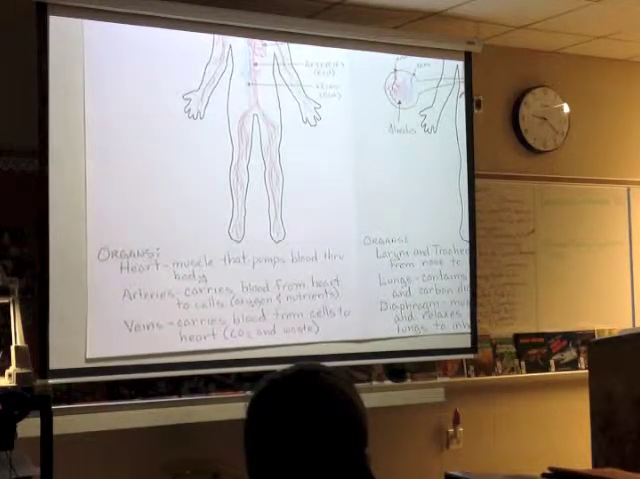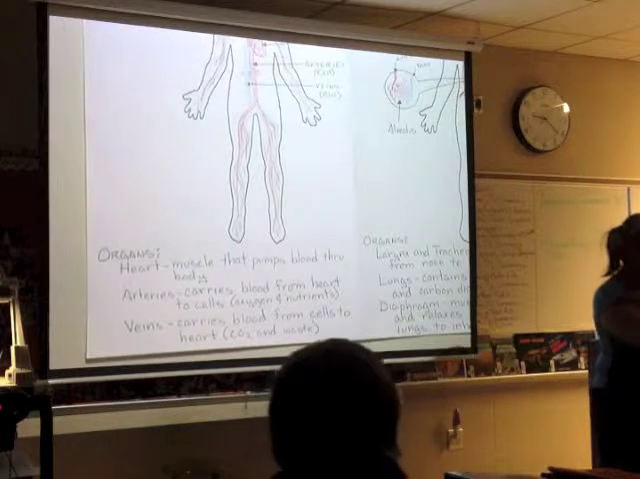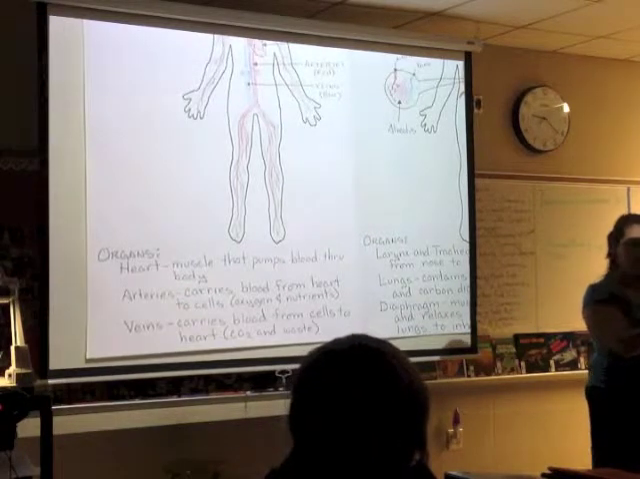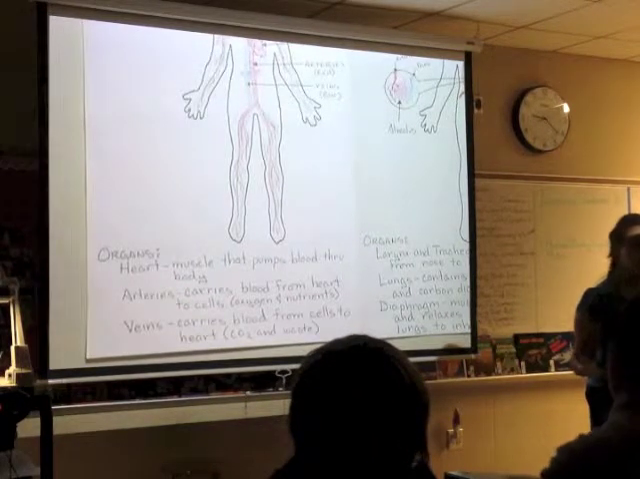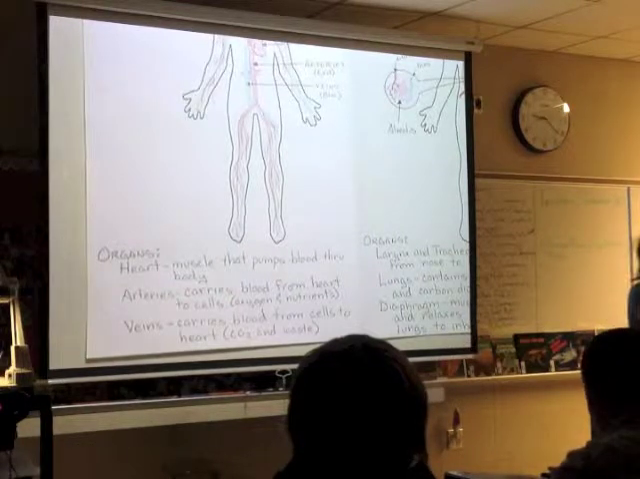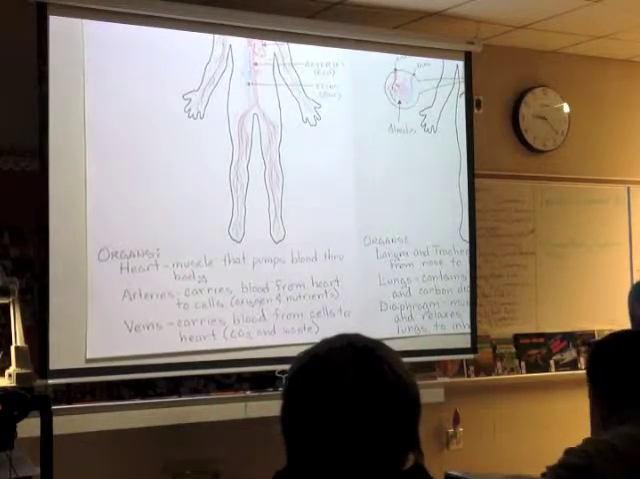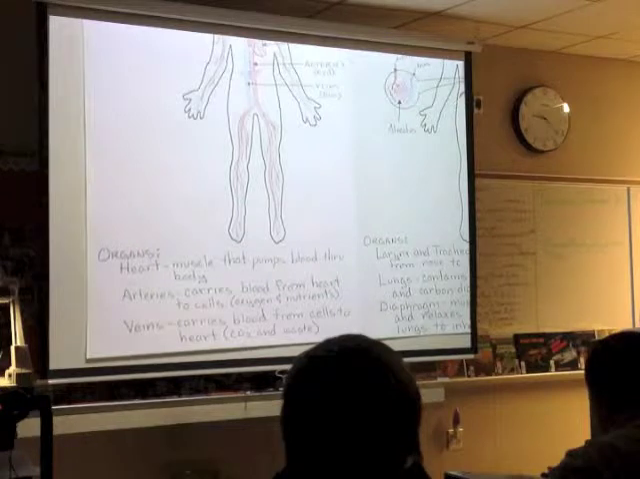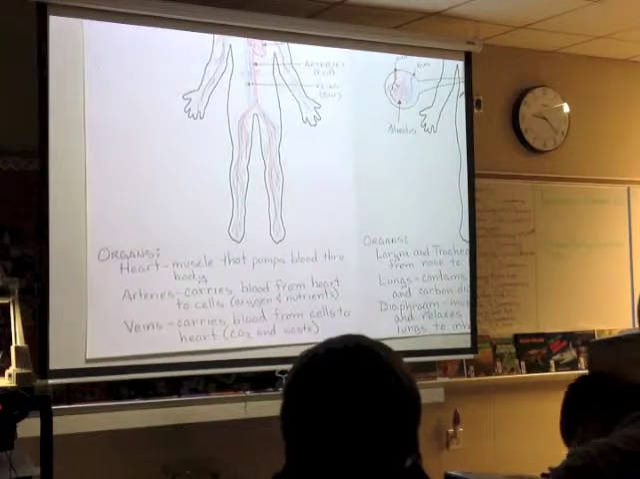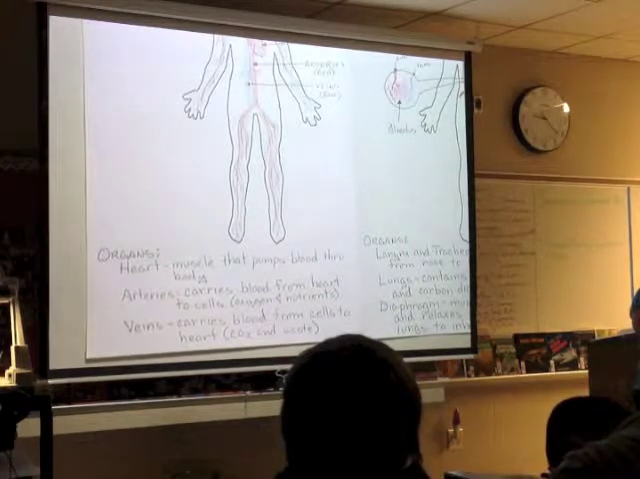But your arteries are actually deeper inside your body, more centrally, because they want to be protected, because they're the ones carrying the oxygen. Your veins are the ones that are closer out to the surface of your body. And that's why whenever you see them, they look kind of purplish, because they're the ones not carrying oxygen, they're carrying carbon dioxide.